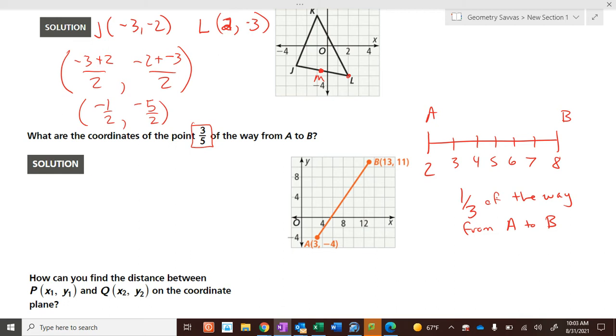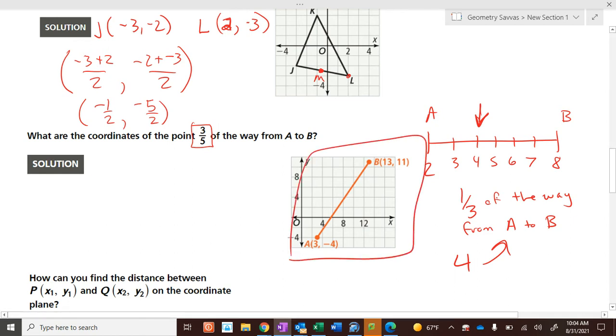Okay? And what is 1/3 of 6, Ainsley? 2. So, am I going 2 this way to 6 or 2 this way to 4? Because I'm going from A to B, so I'm going 2 this way. So 4 is 1/3 of the way from A to B. So we have to do that same process to do this. So we're going from A to B, so we're going this direction. So we have to subtract.